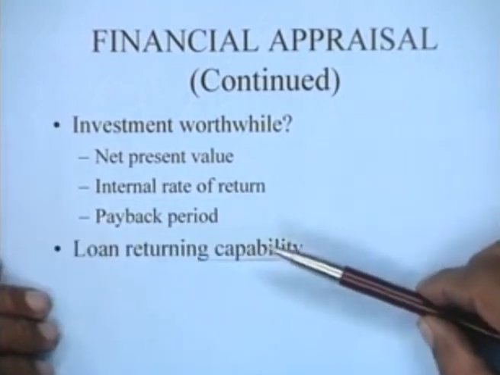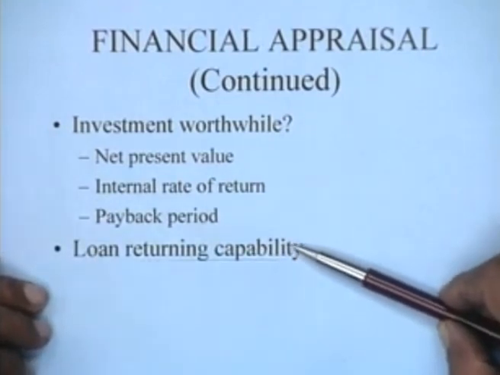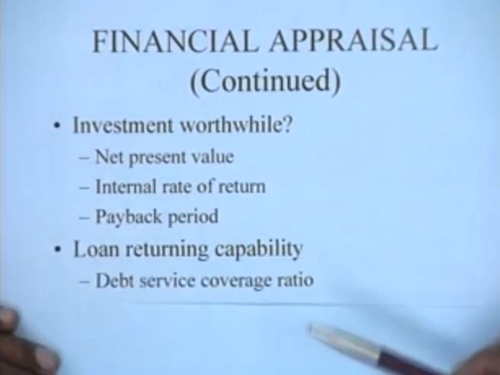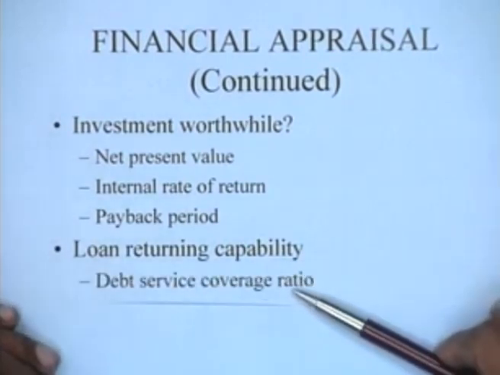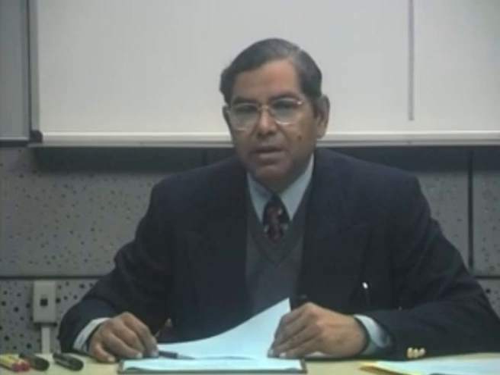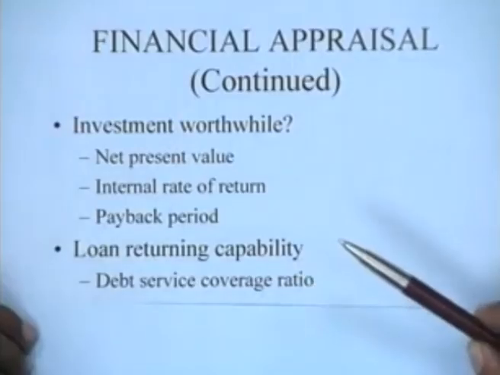and then the second thing is we are talking about the loan returning capability of the project. The loan returning capability of the project is measured in terms of, for instance, the debt service coverage ratio, which is the most important ratio used for this purpose. If the debt service coverage ratio is more than about 2, the project is considered worthwhile as far as its debt service is concerned.